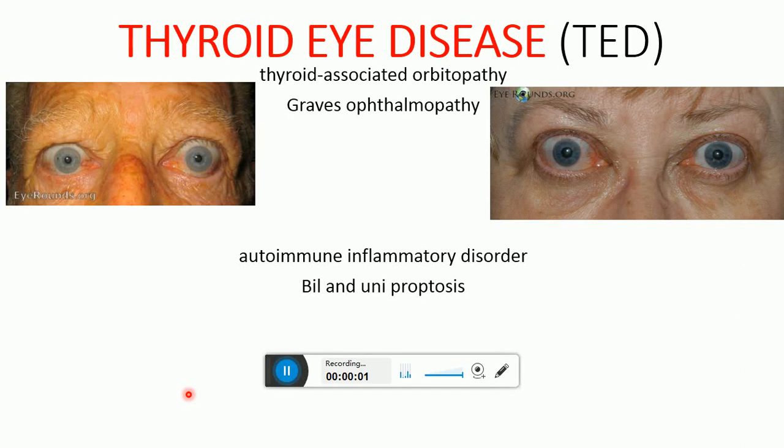Hi, this is Dr. Akhtar Amin and today's topic is thyroid eye disease, also known as TED, thyroid associated orbitopathy, Graves' ophthalmopathy. It's a very common orbital disorder, the most common cause of both bilateral and unilateral proptosis in an adult. So this is important. It is an autoimmune inflammatory disorder. Here you can see in the pictures, these are thyroid disease patients.